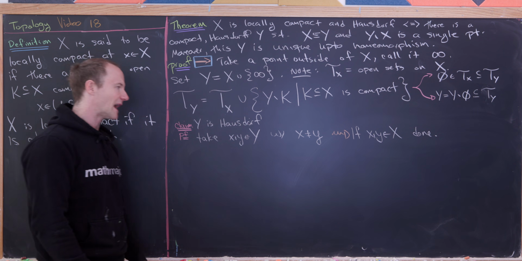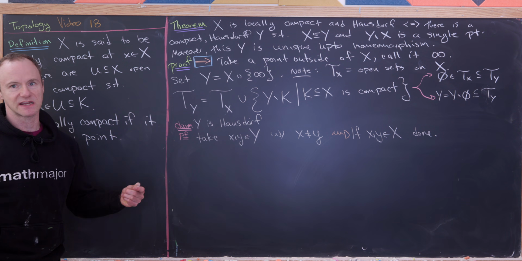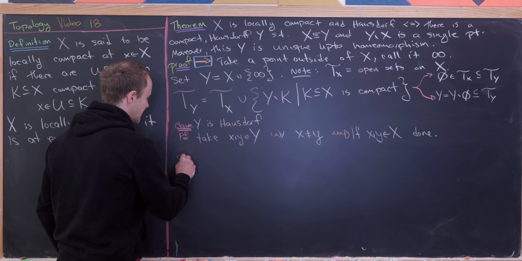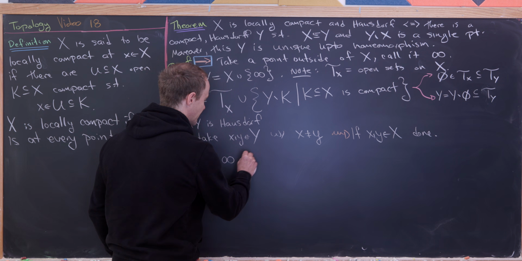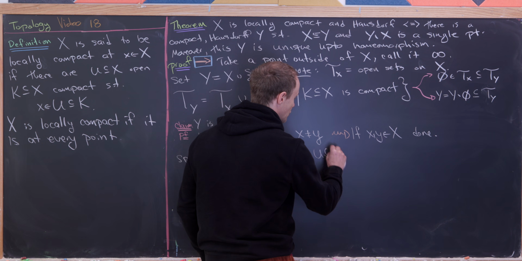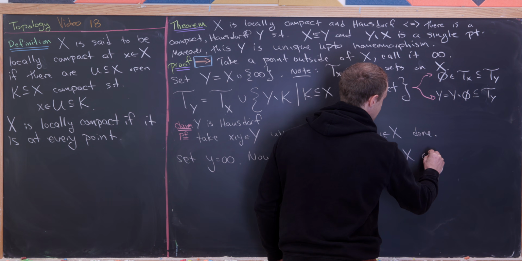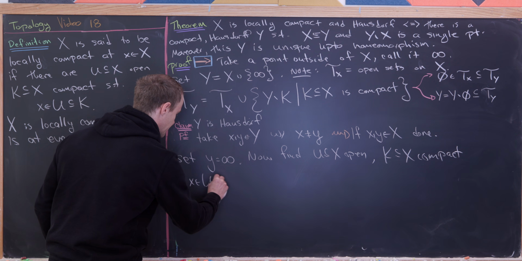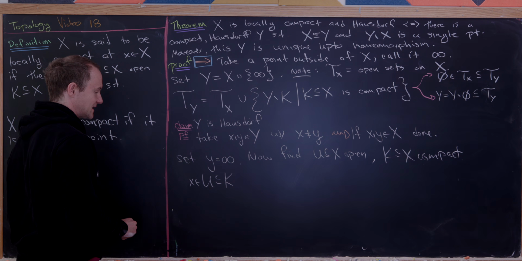So now we might as well take one of these to be the extra point. Notice we can't take both of them to be the extra point because then they would be equal. So let's maybe set y equal to this point at infinity. And then after that, we want to find a set U, which is open in X, and a set K, which is compact in X, where we have little x is an element of U, which is a subset of K. So that's using the local compactness of X.